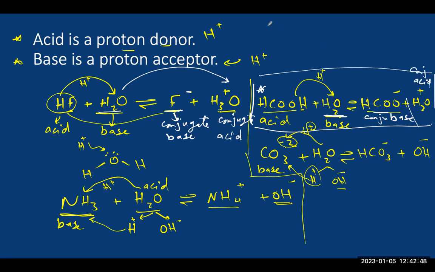So in this equation, we have two pairs. The first conjugate pair will be HCOOH and HCOO minus. This is the first acid-base pair, and the second pair will be H2O with H3O plus. So we have two conjugate pairs in each equation. So according to Bronsted and Lowry, in each equation we have two pairs, acid and base conjugate pairs.